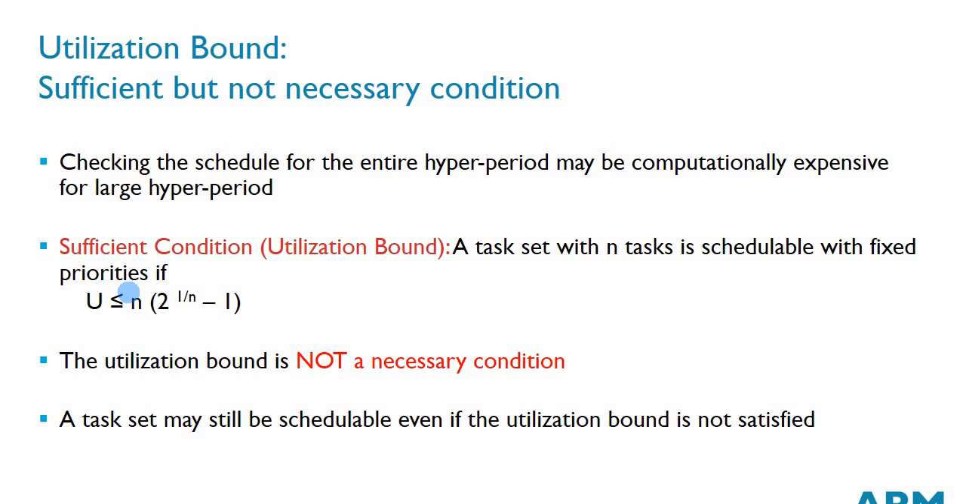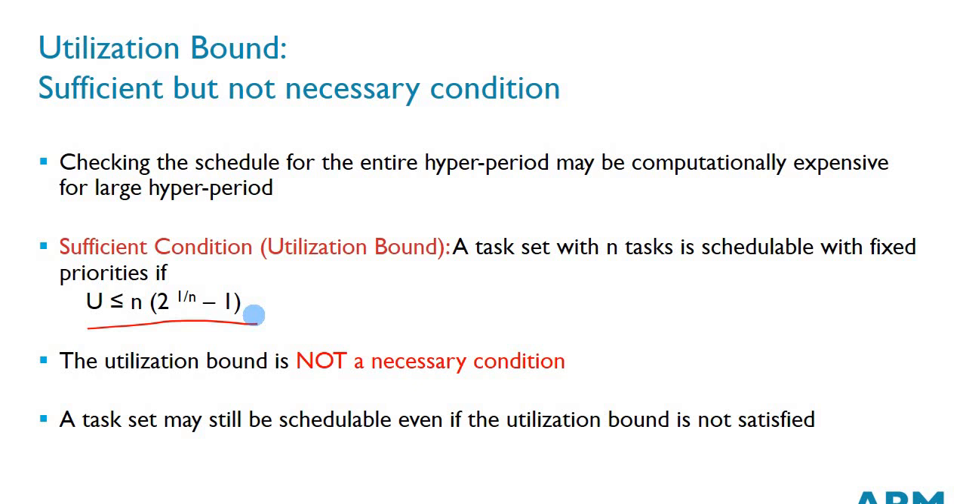Now, another condition which is sufficient but not necessary is the utilization bound. Sufficient again means what? Sufficient means if I can fulfill this criteria, I don't need to look at other things. But it's not necessary, because I may be in a situation where I do not fulfill this utilization bound, but I'm still schedulable. So the utilization bound is given by this formula.